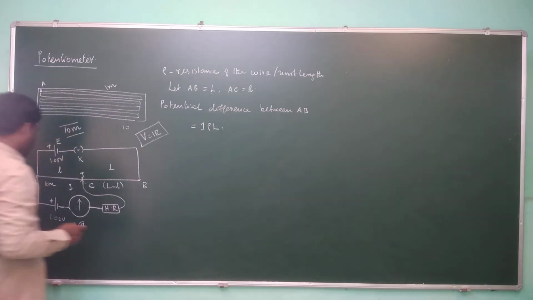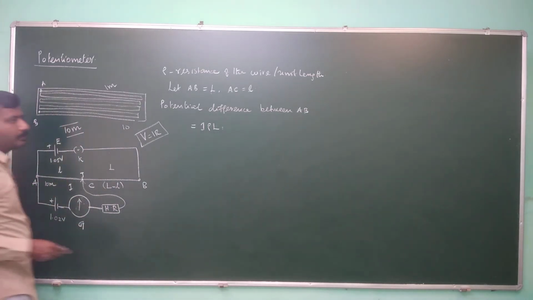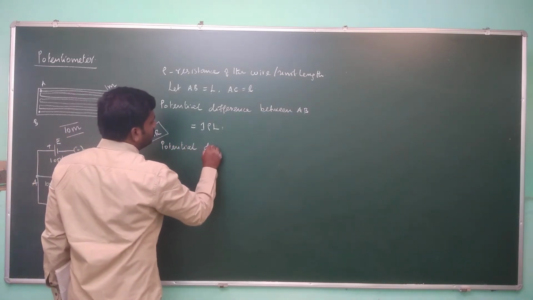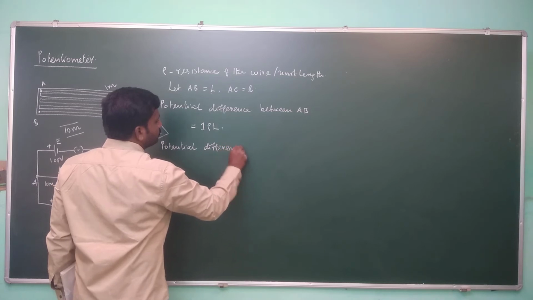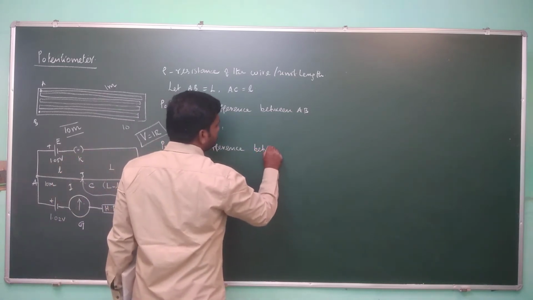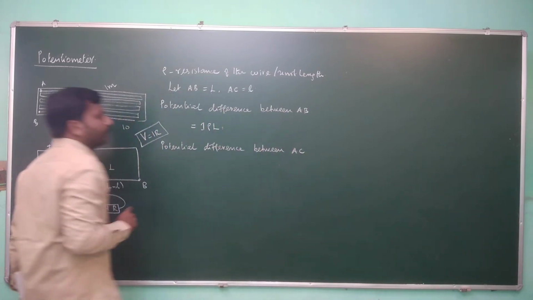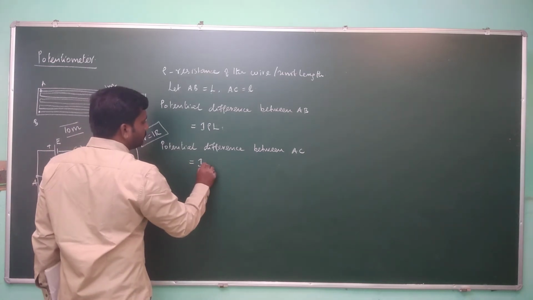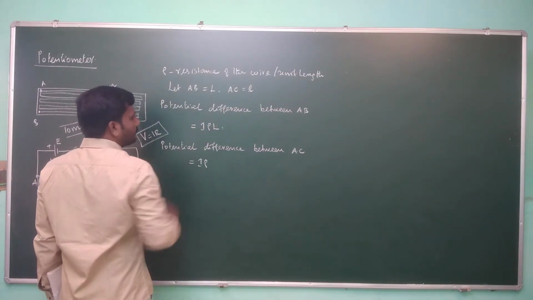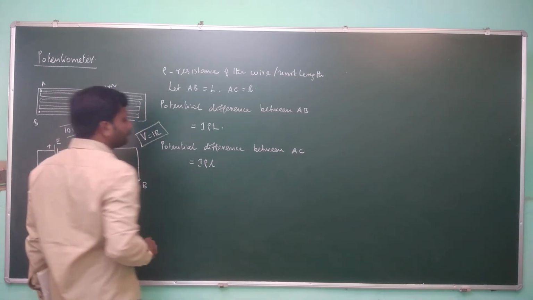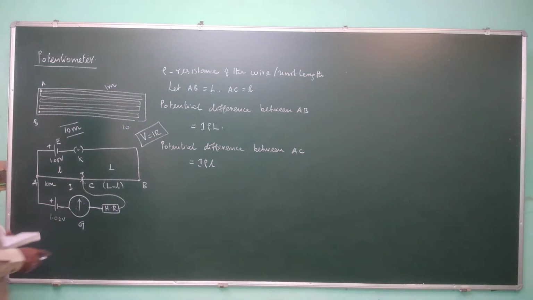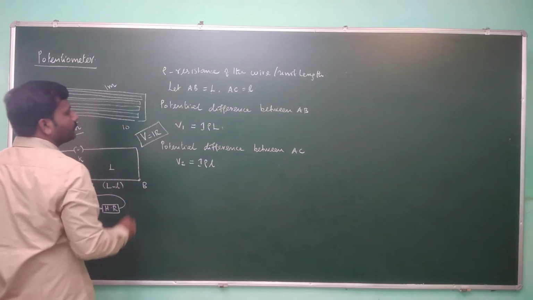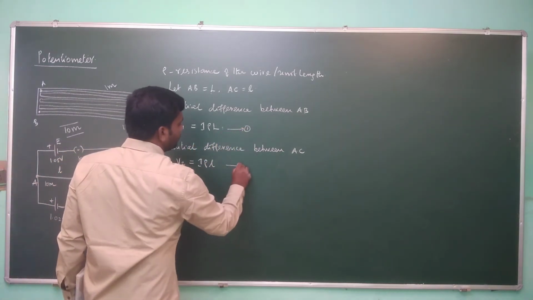And next, what is the potential difference between the points A and C? How to write that? It's nothing but this time we have to multiply rho with small l. Suppose, let's say this is V1 and this is V2. You can write this as 1, this as 2.